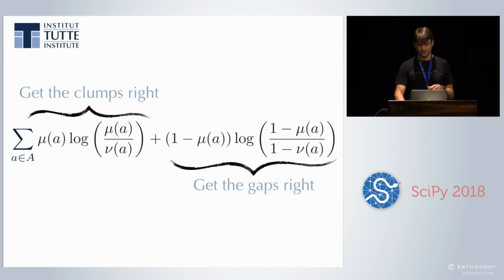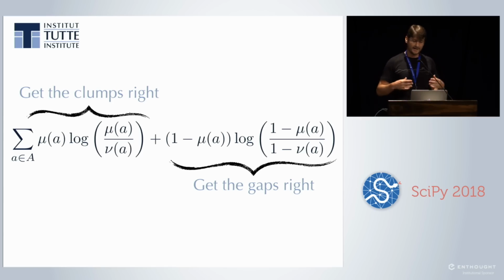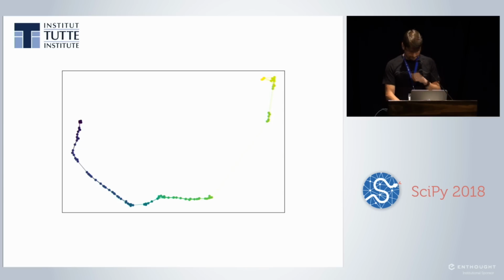But then there's also this term, which is basically get the gaps right, get the gaps between the clumps sorted out. And so there's an attractive force and a repulsive force. This is kind of a classical force-directed graph layout type thing. It's just a very particular formula that we derived purely from the math.